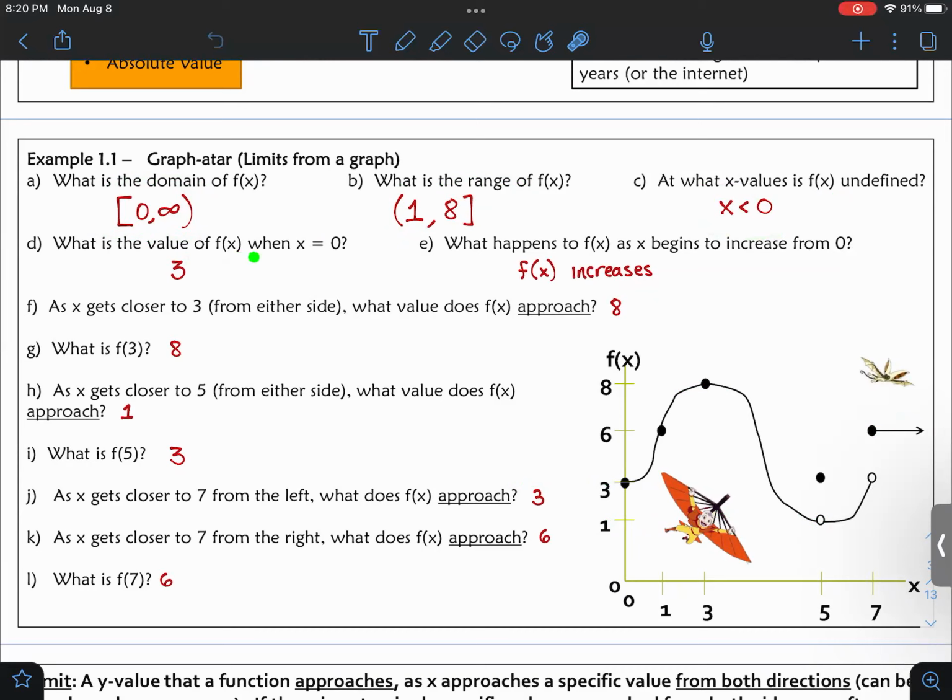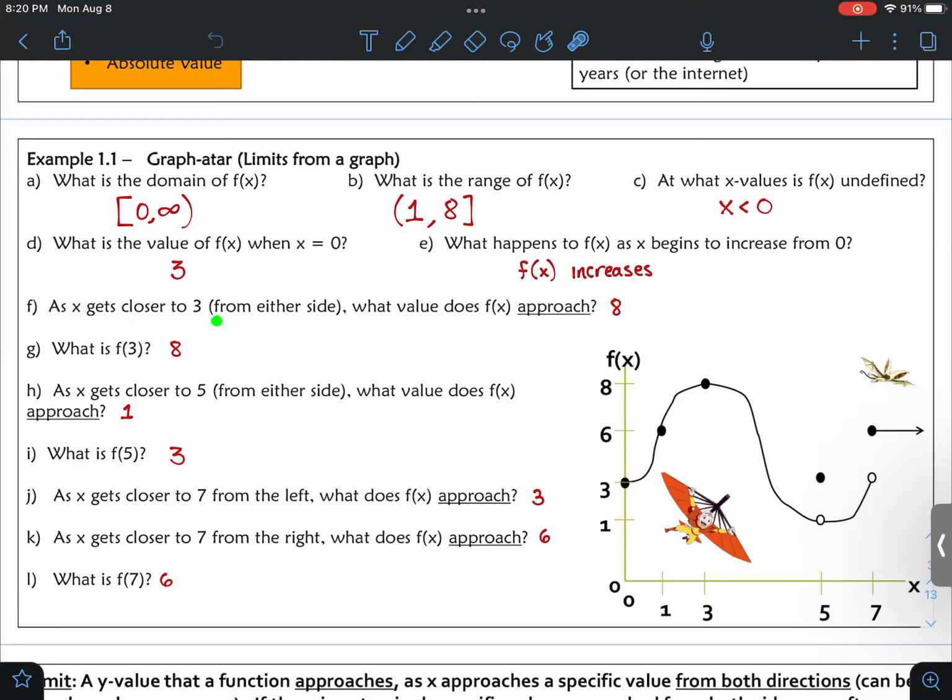Algebra question, what is the value of f of x when x equals 0? Or literally, when you plug in a 0, what do you get back? Well, our y value is 3. What seems to be happening to our function f of x as x begins to increase from 0? So as x gets bigger, we could travel along the curve and try to describe what we're seeing. And of course, the informal quick answer is that the values of f of x appear to be increasing, at least at first.